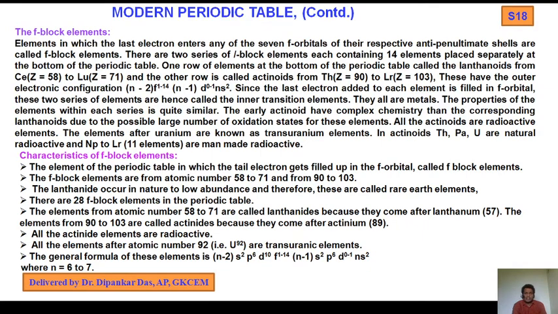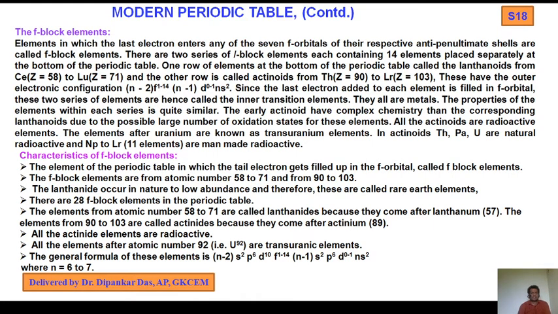The early actinoids have more complex chemistry than the corresponding lanthanides due to the possible range of oxidation states for these elements. All the actinoids are radioactive elements. The elements after uranium are known as transuranium elements. Among the actinoids, thorium, protactinium and uranium are natural radioactive elements, and neptunium to lawrencium are man-made radioactive elements.